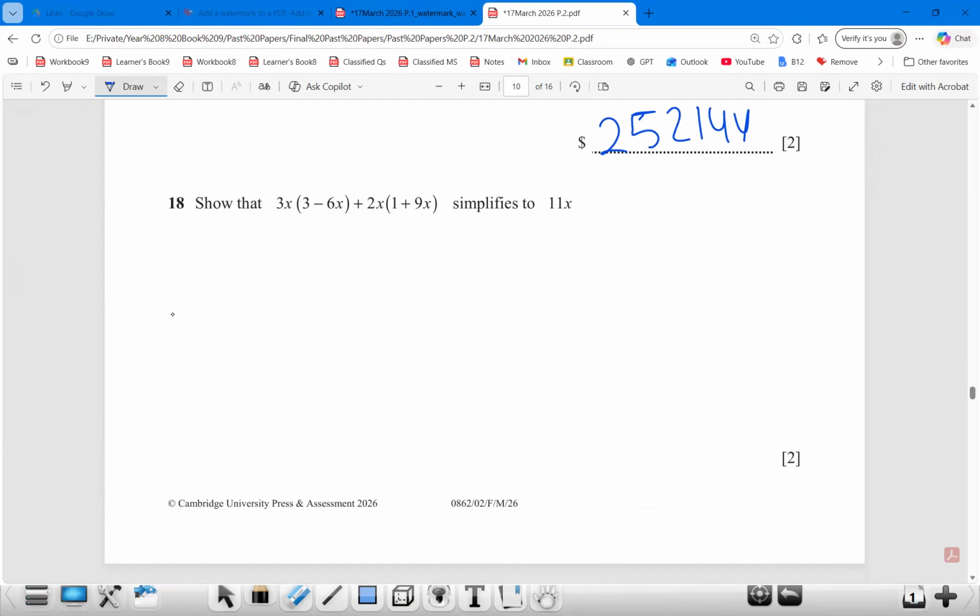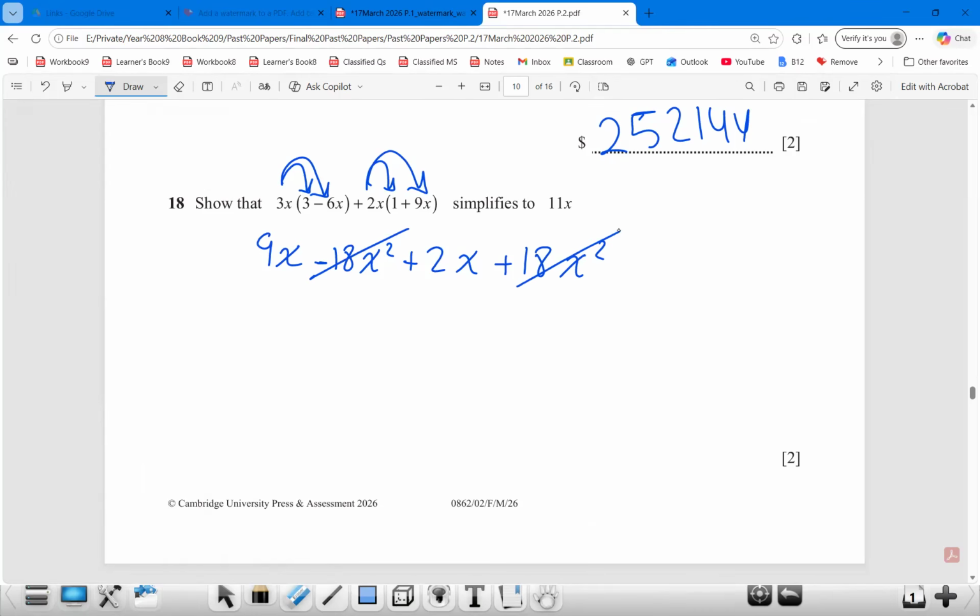Show that this simplifies to 11x. So multiplying 3x by this, then by that. 3x times 3 is 9x, negative 18x squared. Multiplying this by that, plus 2x plus 18x squared. Oh, mister, the x squared will just cancel each other. Yes, thank you. This is negative 18x squared, positive 18x squared. 9x plus 2x is 11x. Just as they requested.